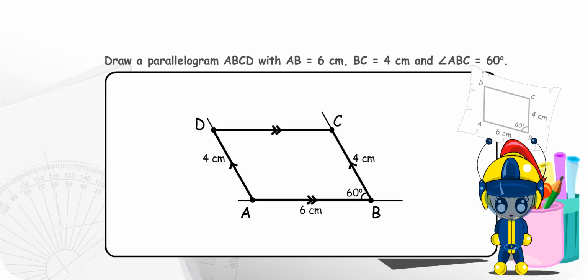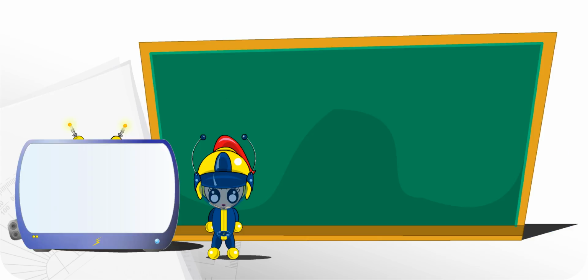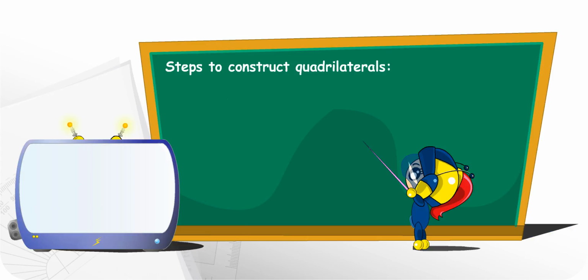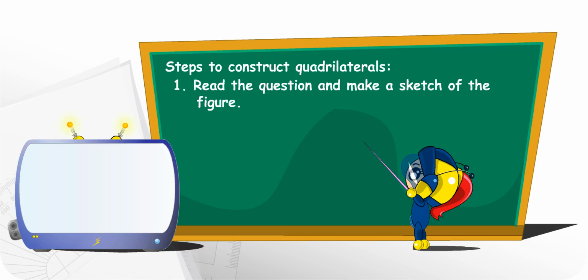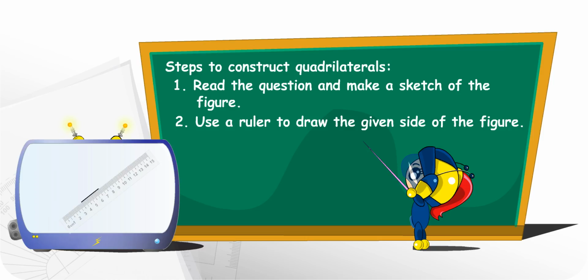Well done, Turbo Girl. Turbo Girl, what have you learned today? I have learned how to construct quadrilaterals using the following steps. Step 1. Read the question and make a sketch of the figure. Step 2. Use a ruler to draw the given side of the figure.